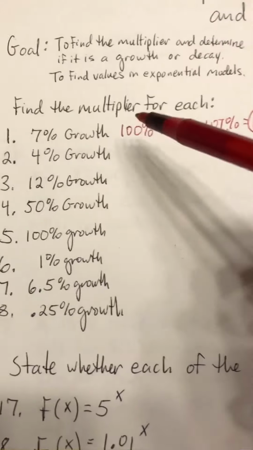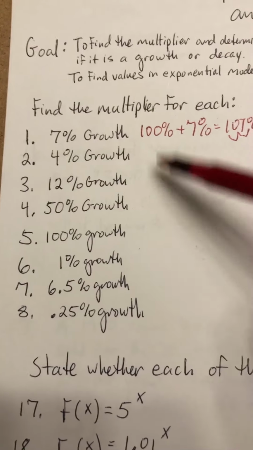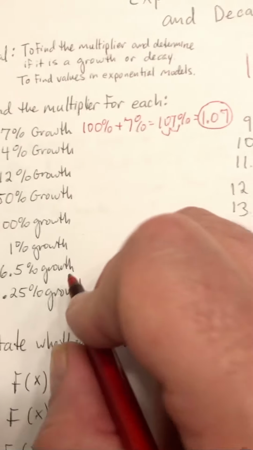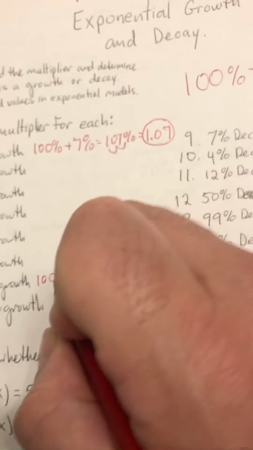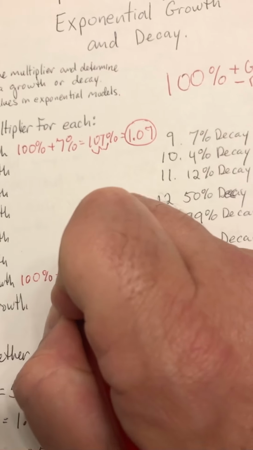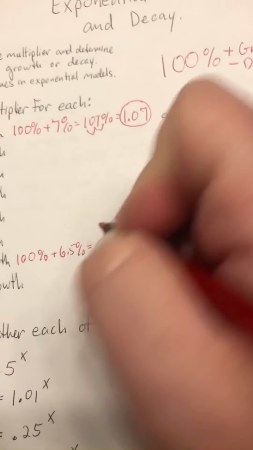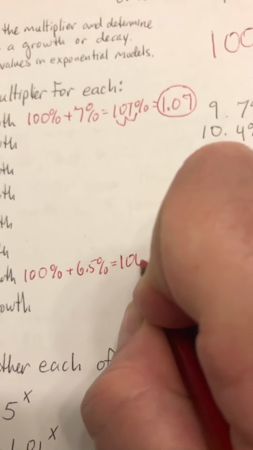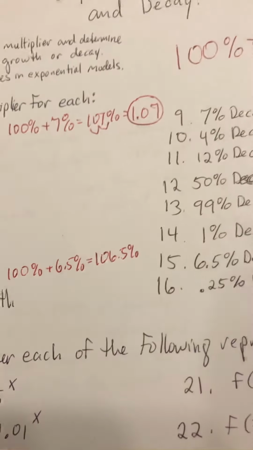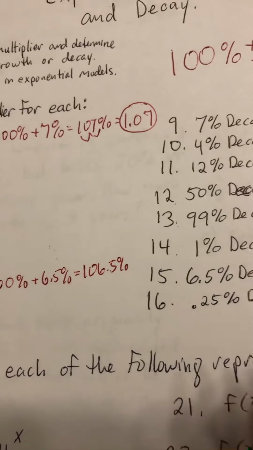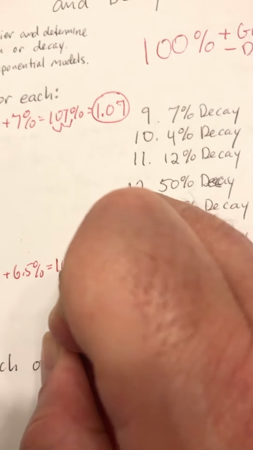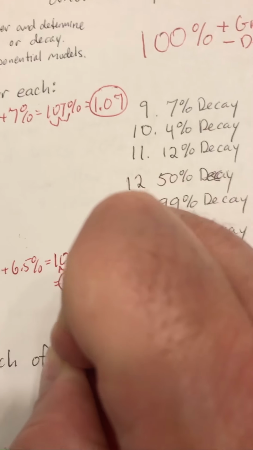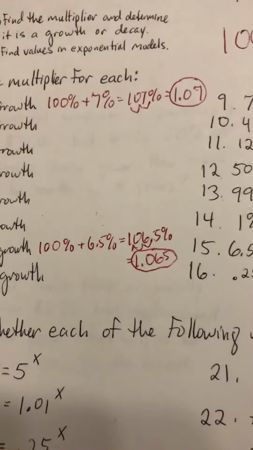So that's what you're going to do down here for numbers 1 through 8. All these growths you would simply add to that. So for example, like number 7, start with 100%, add 6.5%. So that's like $100 plus $6.50. That will give us $106.50 percent. If I move that decimal over 2 places to the left to remove the percent symbol, we get 1.065. That would be the multiplier for that particular growth.